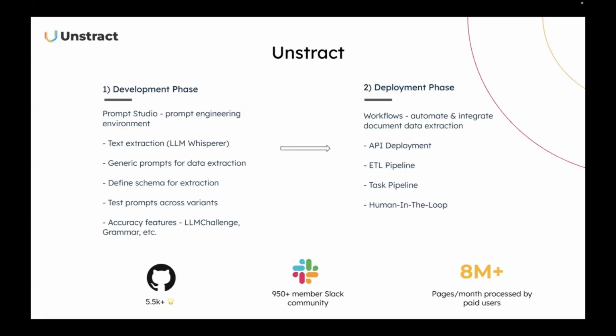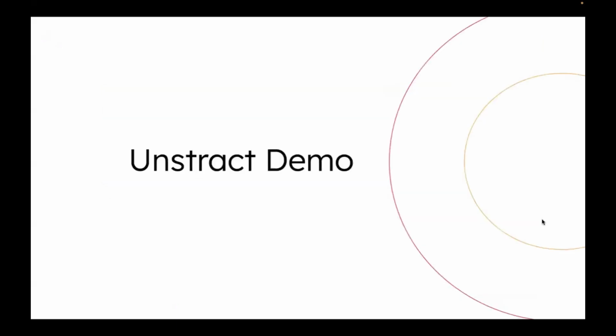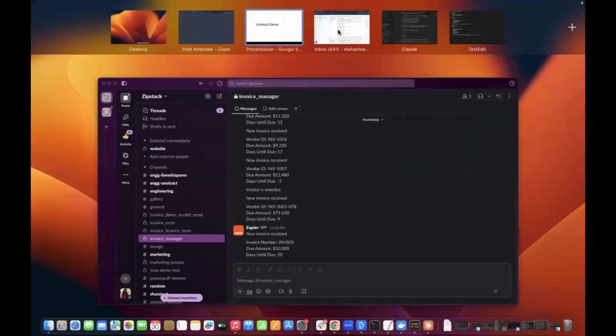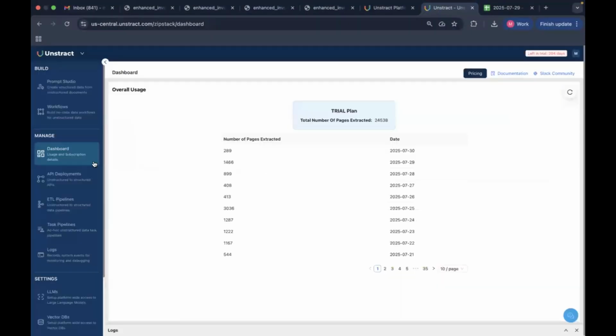To maybe throw out a few numbers that will give you a better idea of where Unstract stands today, we have over 5.5K stars on GitHub, a 950 plus member Slack community, and currently we are processing over 8 million plus pages per month by paid users alone. So that said, let me venture into the Unstract demo. I'll be switching screens and taking you through what the platform is and how it works.